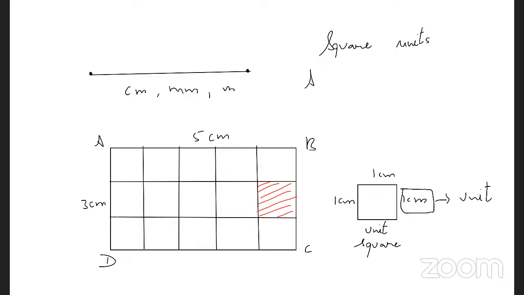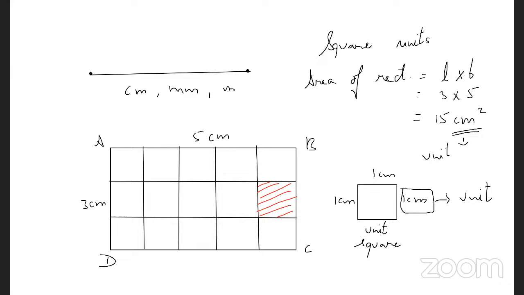So let's find out its area. We have the area of a rectangle equals length into breadth, that is 3 into 5, which is 15 centimeters square. Okay, this is basically the unit of measurement.